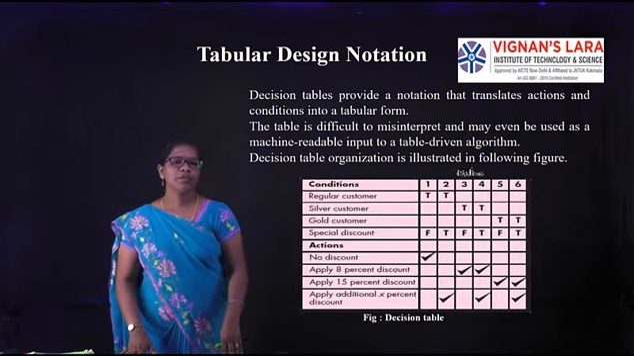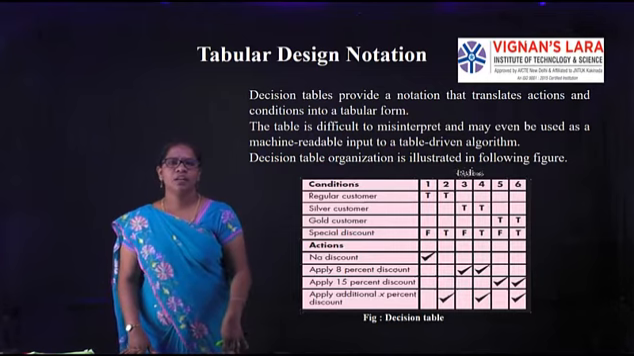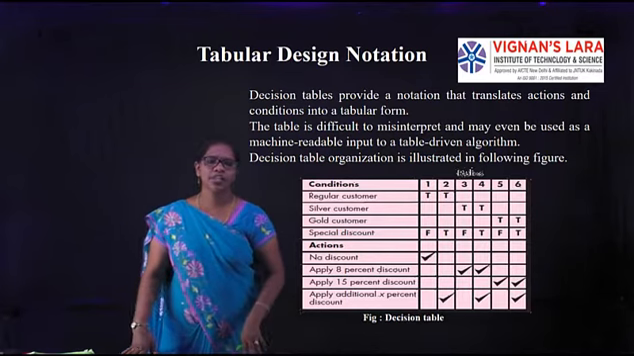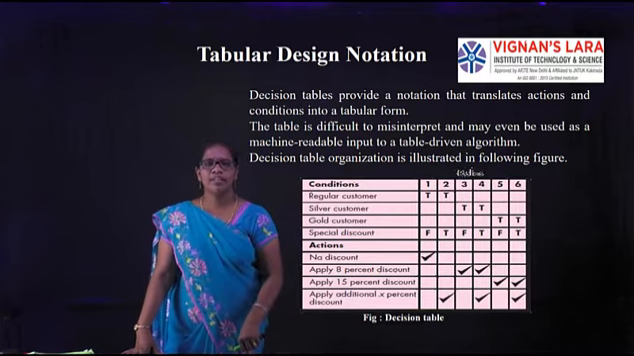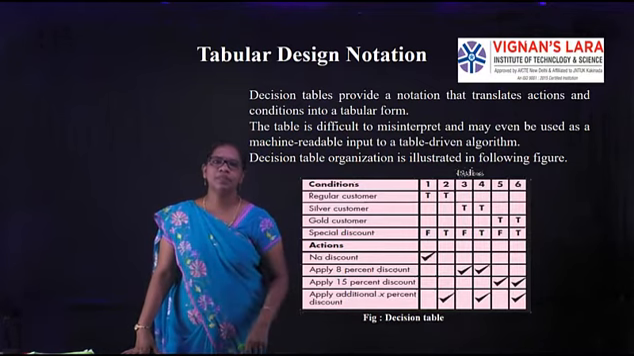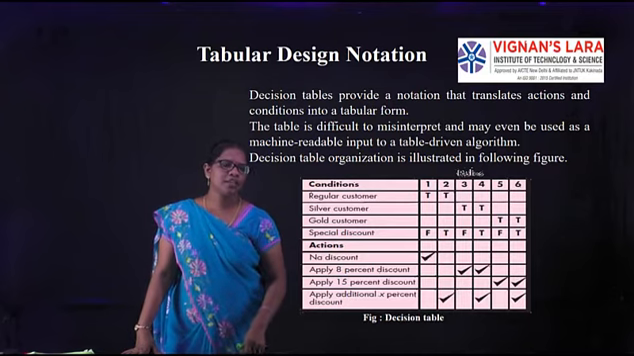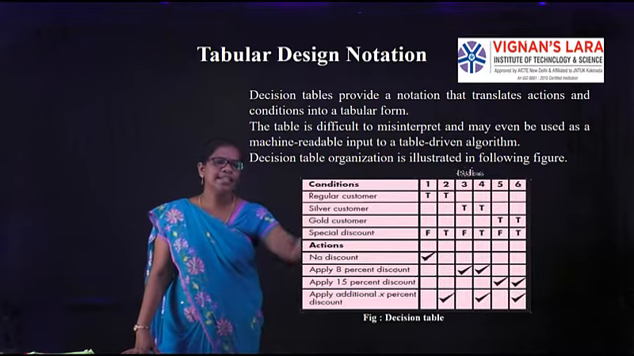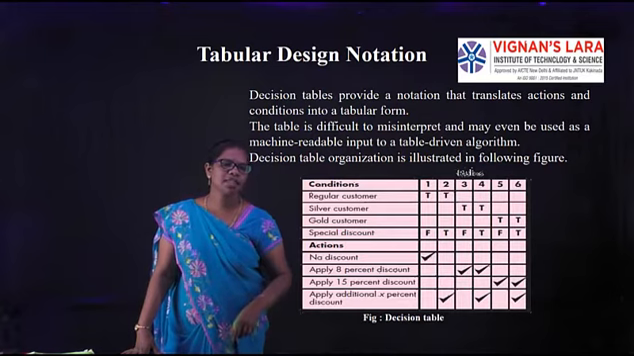Okay, now we are going to the tabular design notation. So what is a tabular design notation? Few people are aware of truth tables. So this tabular design notation is like a truth table. We call this tabular notation a decision table. Here in the decision table, if you see, it has some values. T means true, F means false. If it is a tick mark, it means okay, it is fine.